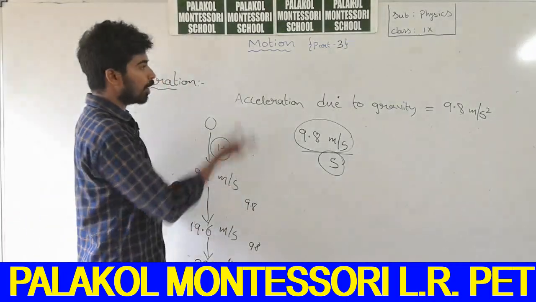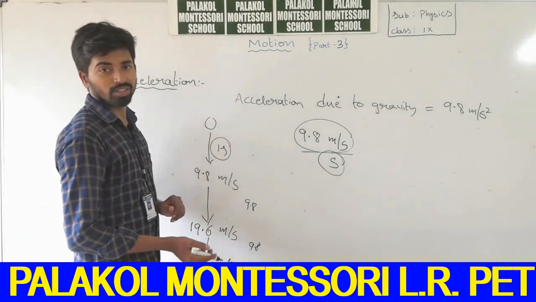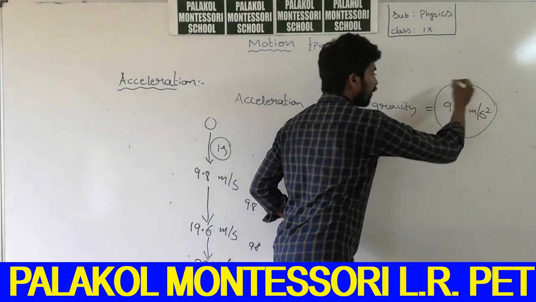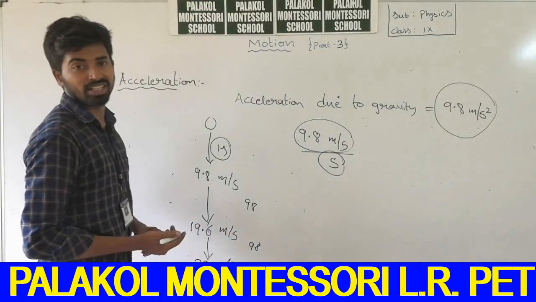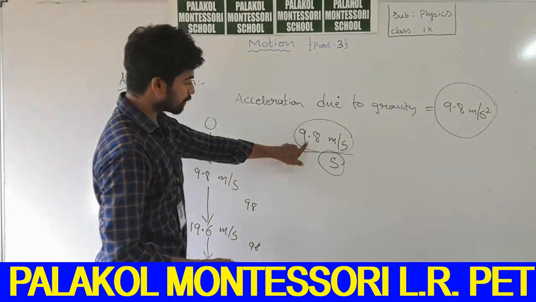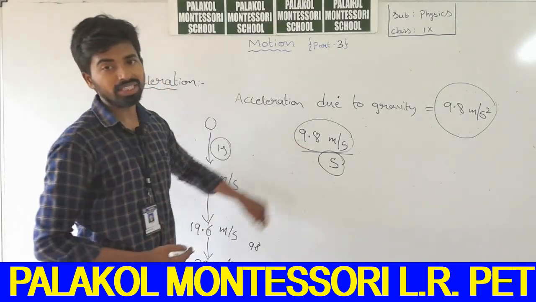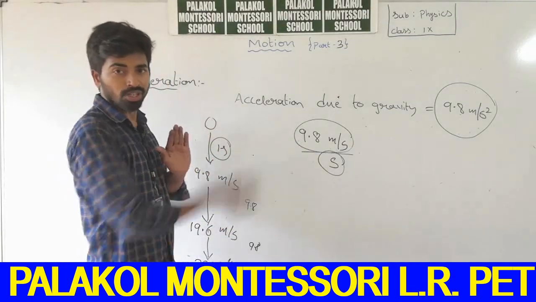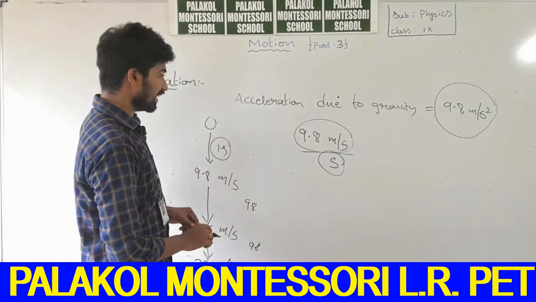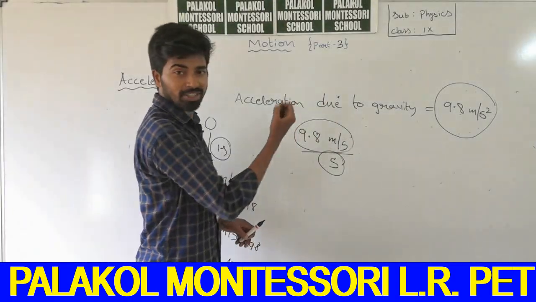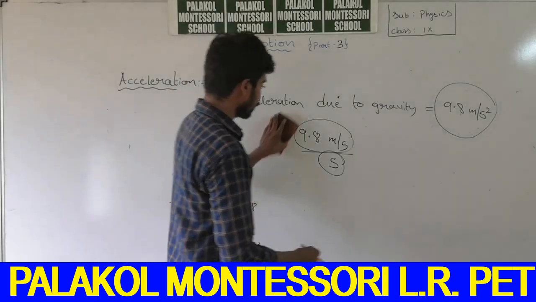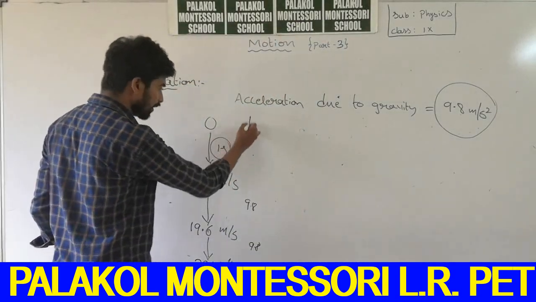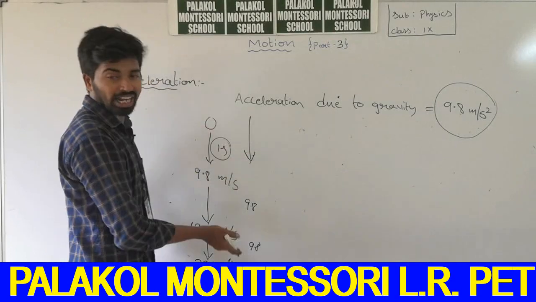So, if you throw an object in an upward direction, in the downward direction the acceleration is 9.8 meters per second square. If for 1 second your speed increases by 9.8. So if you throw an object in the upward direction, this acceleration due to gravity will be in the opposite direction. So in this example the object is moving along the gravity direction.